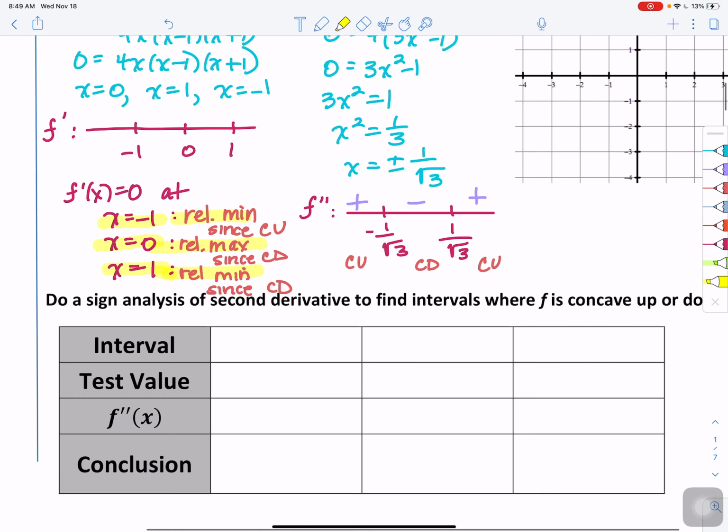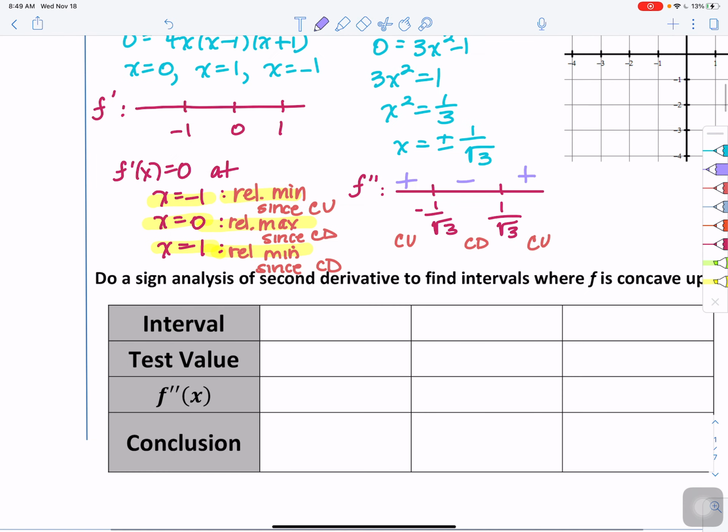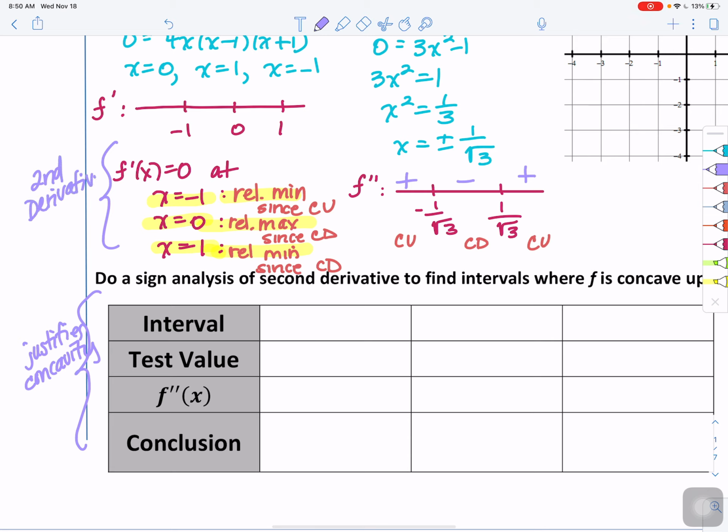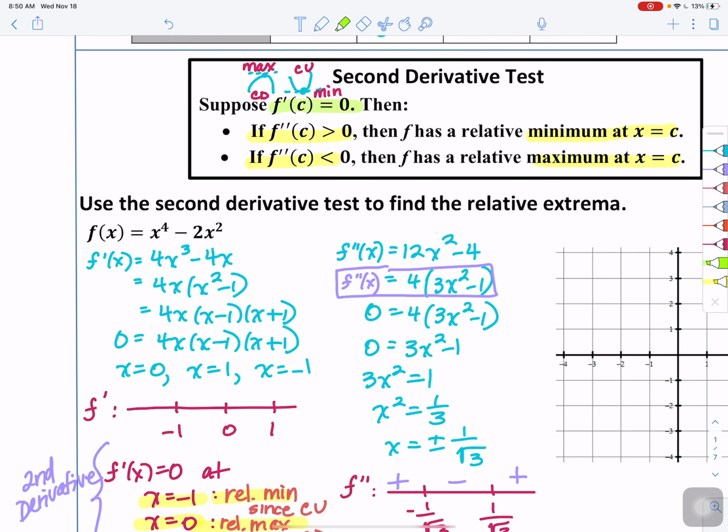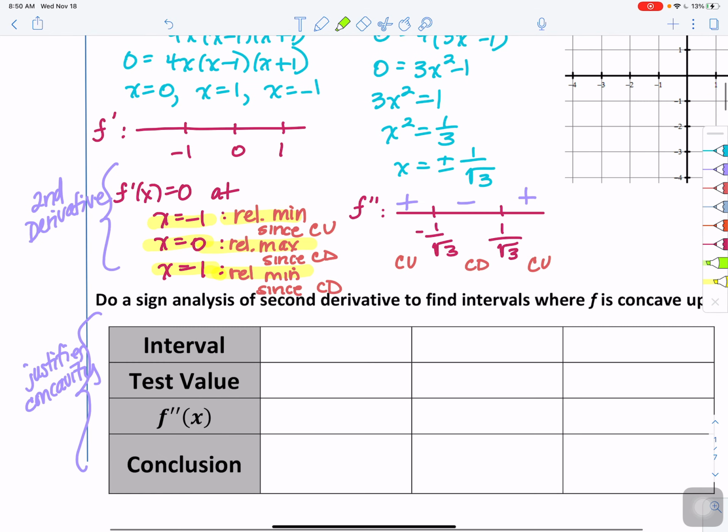Okay? Let's go ahead and fill in this chart. Basically, this chart just justifies concavity. We do that with a sign chart, but some of you may like these tables. And this right here is the second derivative test. That's the actual test. We found where the first derivative was 0. You can see it right here. The derivative has to be 0 to use the second derivative test. And then we looked at the concavity to tell whether we had a relative min or max.